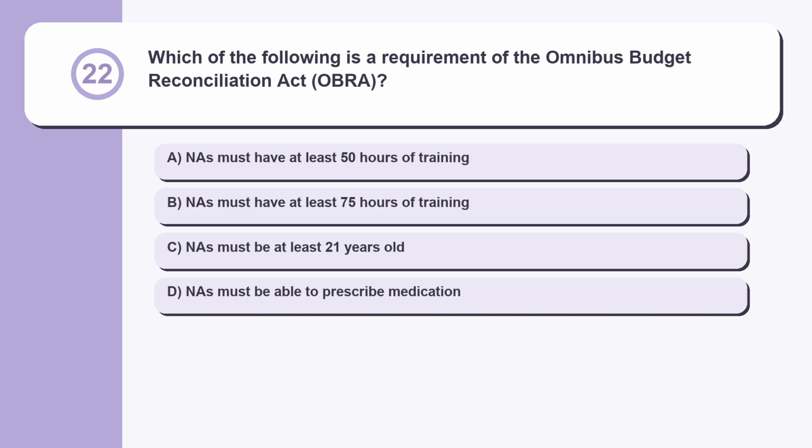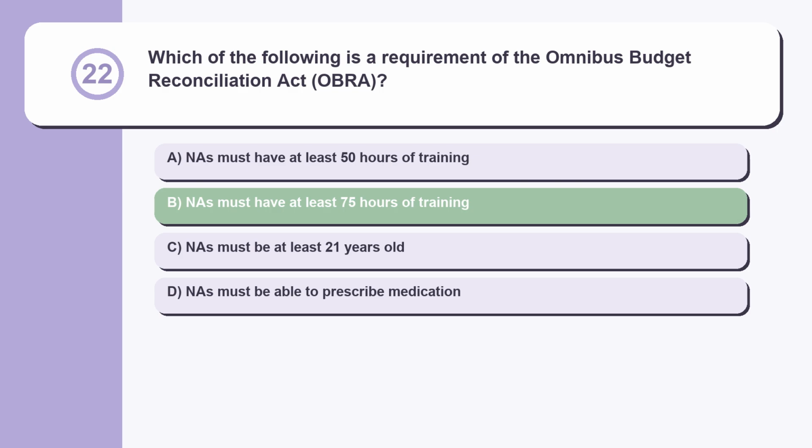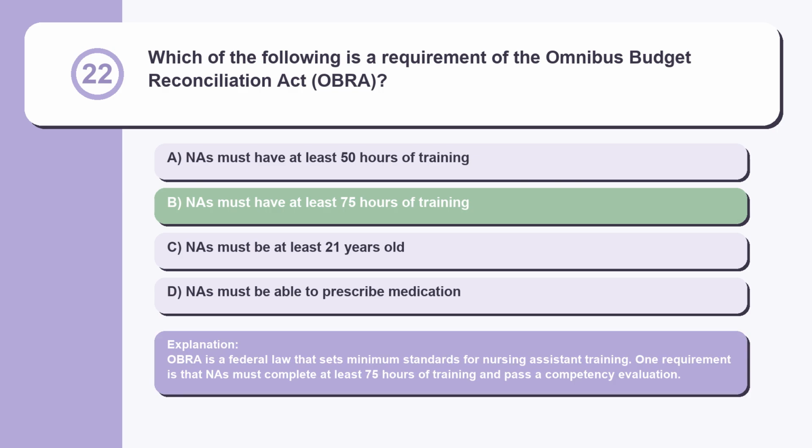Question 22. Which of the following is a requirement of the Omnibus Budget Reconciliation Act, OBRA? NAs must have at least 50 hours of training. NAs must have at least 75 hours of training. NAs must be at least 21 years old. NAs must be able to prescribe medication. OBRA is a federal law that sets minimum standards for nursing assistant training. One requirement is that NAs must complete at least 75 hours of training and pass a competency evaluation.